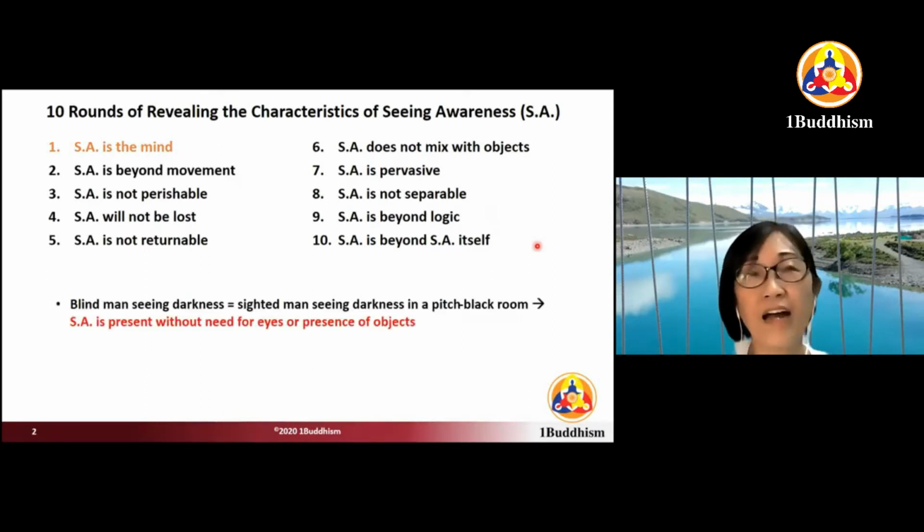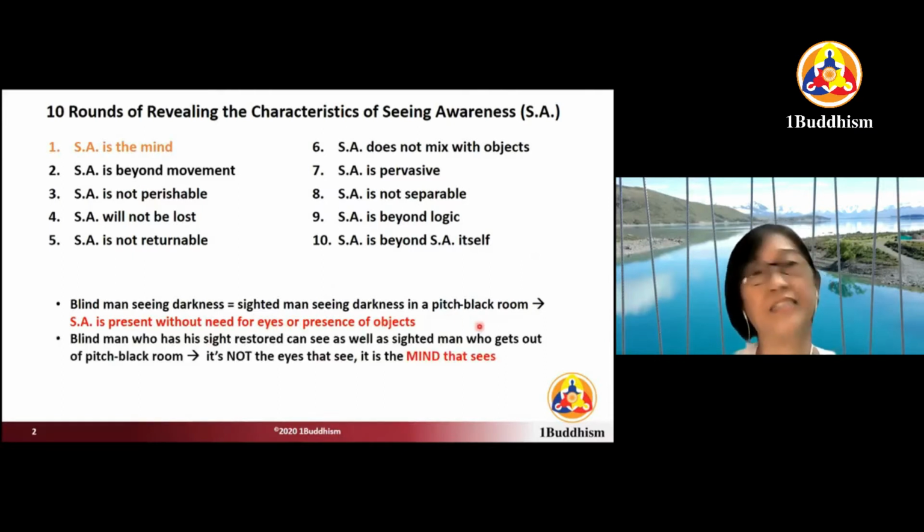So the Buddha asked Venerable Ananda if a blind man seeing darkness sees the same darkness as a sighted man seeing darkness in a pitch black room, to which Venerable Ananda replied in the affirmative, hence proving that seeing awareness is present without the need for eyes or the presence of objects.